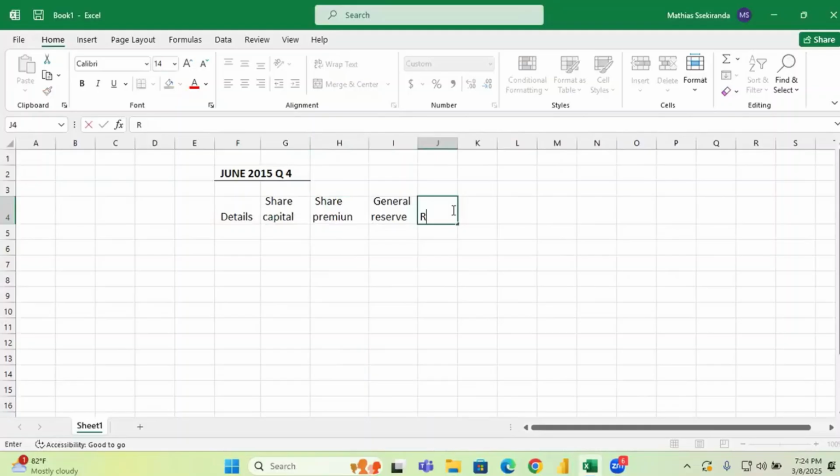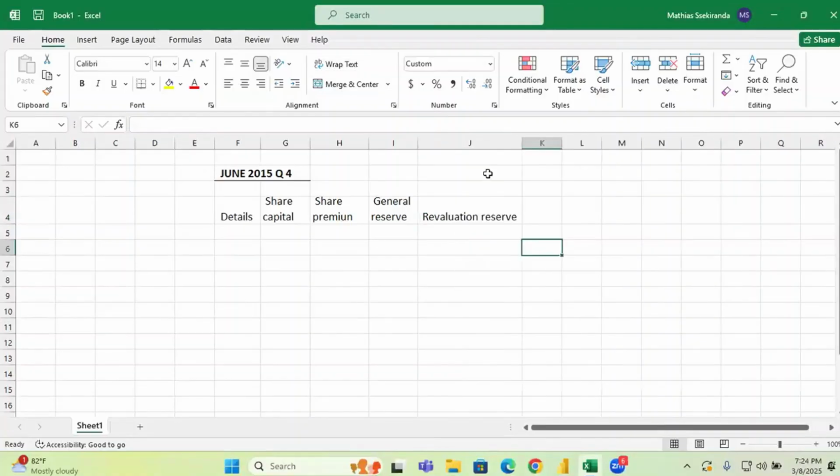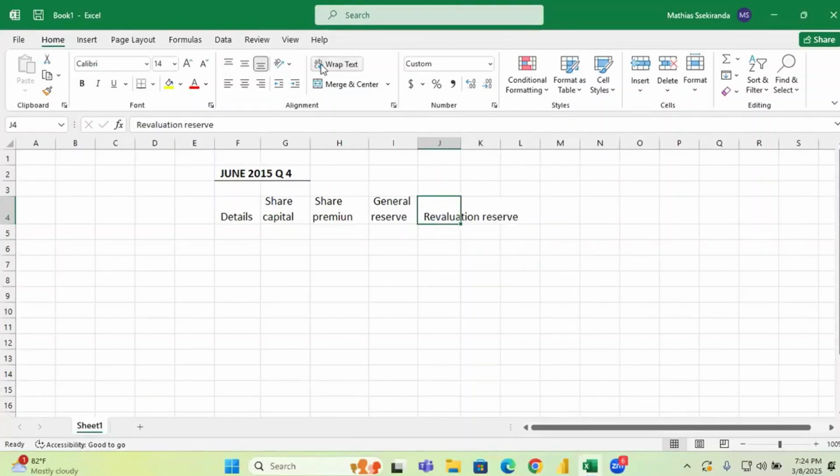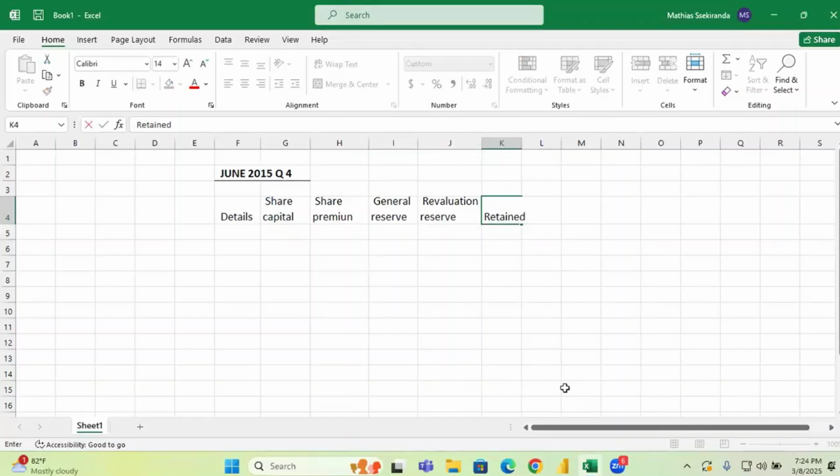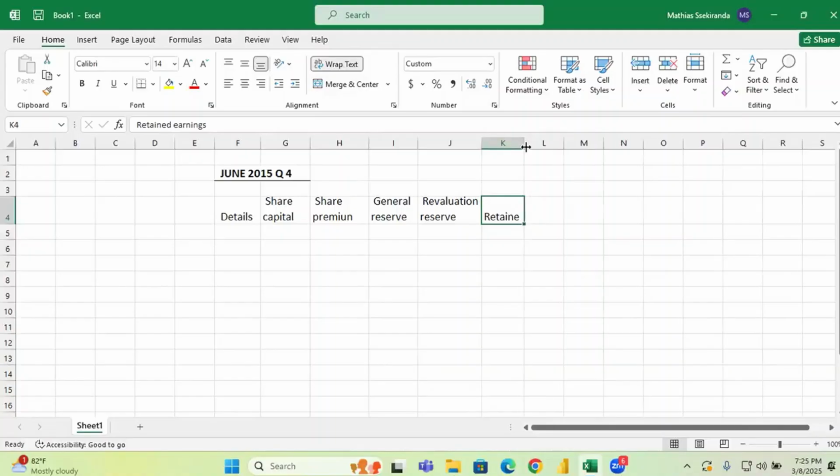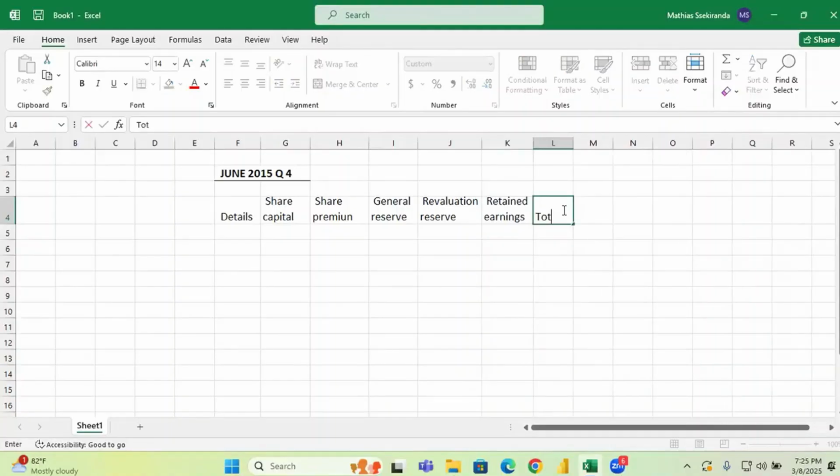Then we have revaluation reserve. And then we have retained earnings, what they call profit or loss as at the start. So those are the retained earnings. And then our last column will be the total.